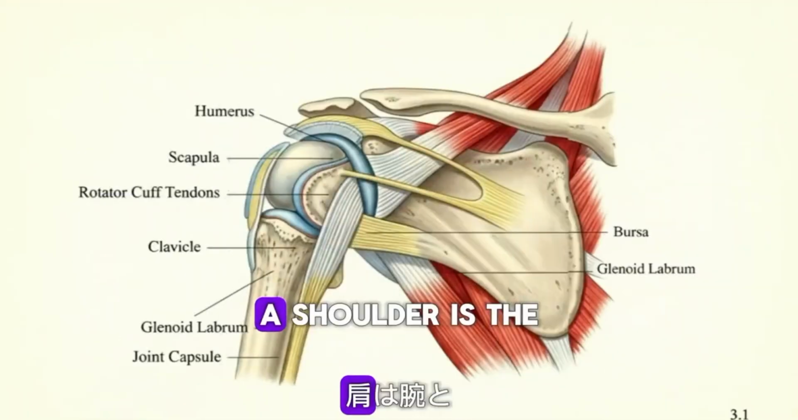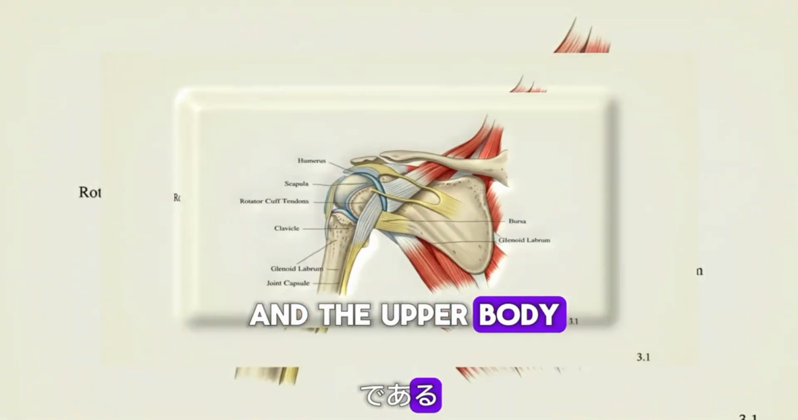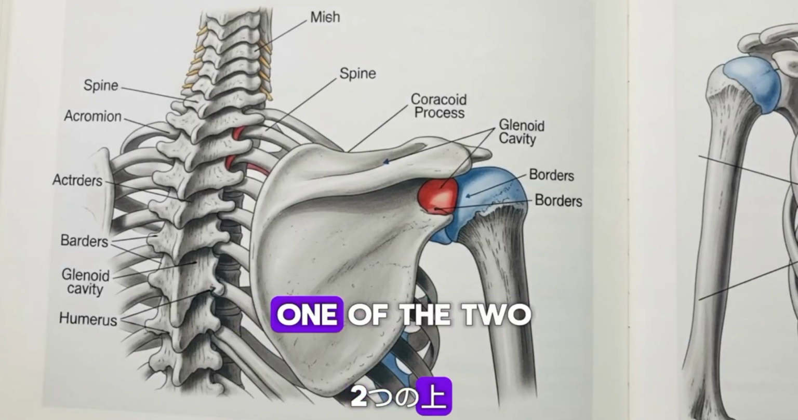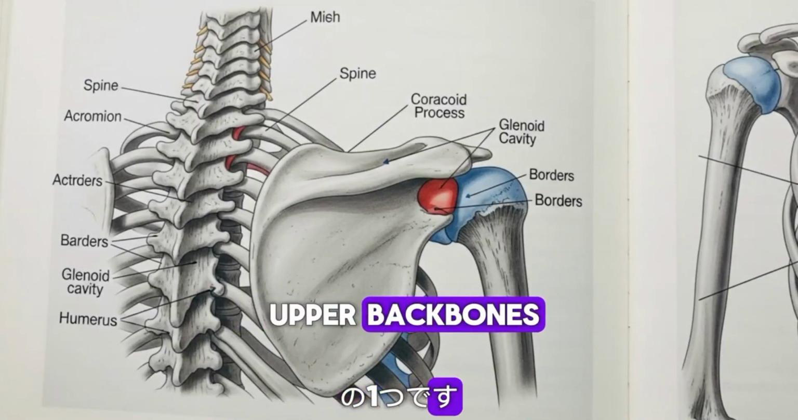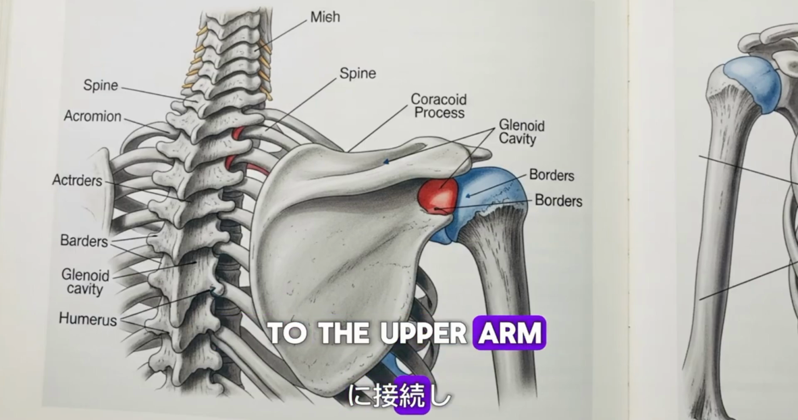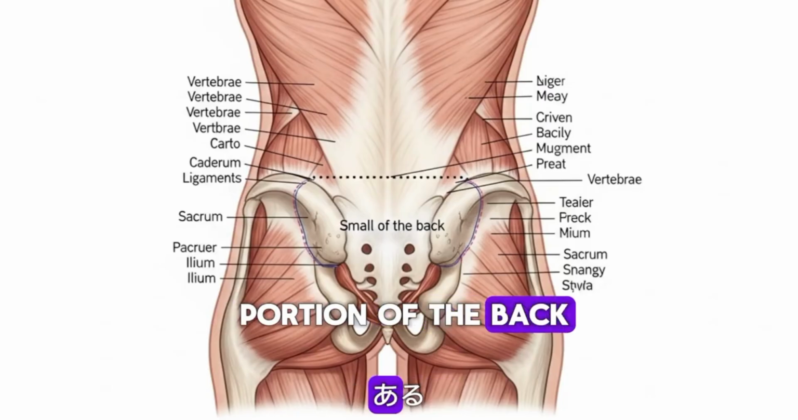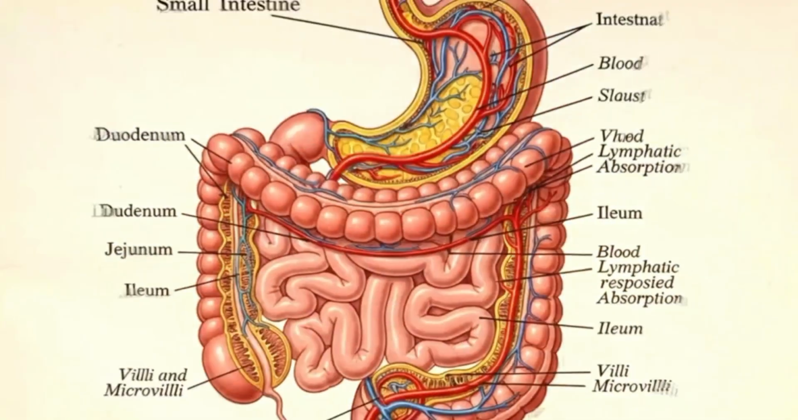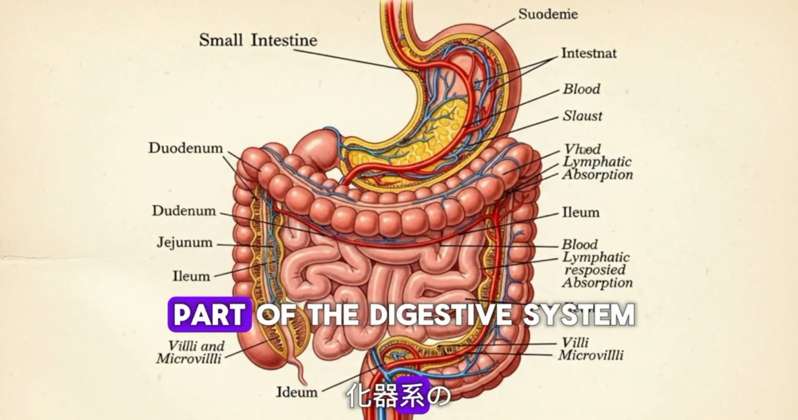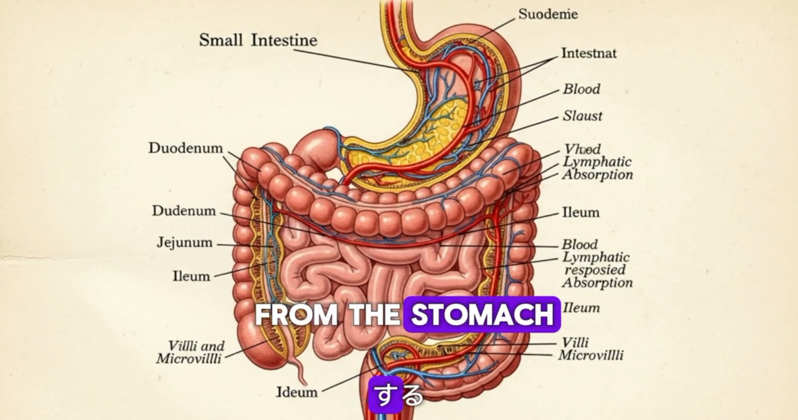A shoulder is the joint between the arm and the upper body. A shoulder blade is one of the 2 upper backbones that lie outside the ribs and connect the back to the upper arm. The small of the back is the lower portion of the back, just above the hips. The small intestine is part of the digestive system through which food passes from the stomach and through which nutrients are absorbed into the blood.